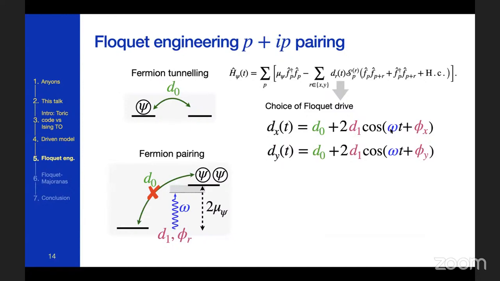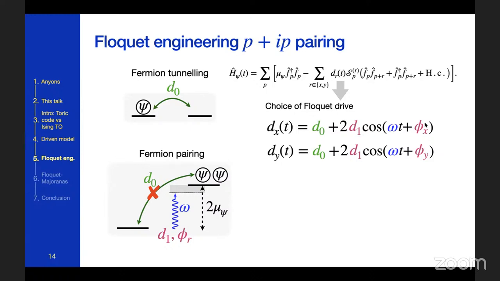How do I choose this omega? I choose it to be almost resonant with the energy needed to create a pair. I say almost because in the end, the detuning from resonance will give me an effective chemical potential for these paired fermions. And I allow for different phases along the x and the y direction. So what's the situation here? If I would just forget about the modulated part, because the mu would be larger as compared to the driving, the pairing would be off resonant. But I restore it with my modulation.